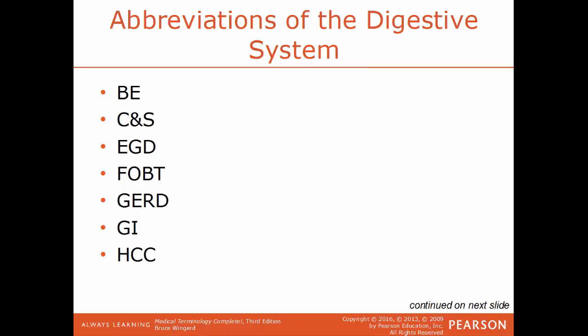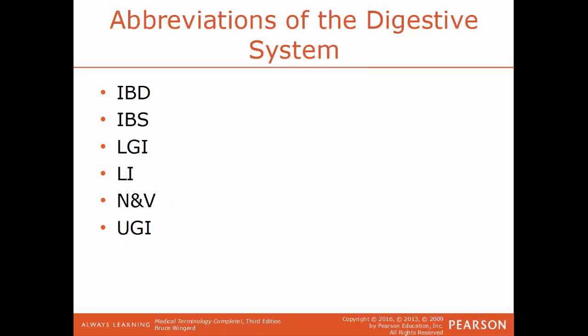Okay, now we'll go over some common abbreviations of the digestive system. The first one, BE, barium enema. CNS, culture and sensitivity. EGD, esophagogastroduodenoscopy. FOBT, fecal occult blood test. GERD, gastroesophageal reflux disease. GI, gastrointestinal. HCC, hepatocellular carcinoma. IBD, inflammatory bowel disease. IBS, irritable bowel syndrome. LGI, lower gastrointestinal. LI, large intestine. NV, nausea and vomiting. UGI, upper gastrointestinal.